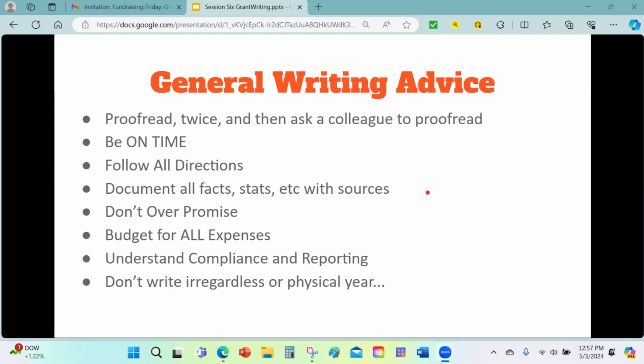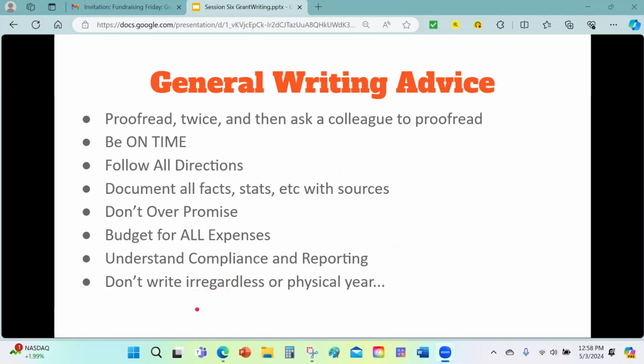We want to be careful not to overpromise, right? We don't want to make promises that we can't reasonably achieve within the grant period. It's better to underpromise and exceed expectations than overpromise and fail to meet the basic expectations of the funder. Again, of course, we want to budget for all expenses, especially those hidden expenses that we talked about. Always know about compliance and reporting. After the grant is over, how are you going to document all of your grant activity and financial activity? And then just a few quick technical writing tips.